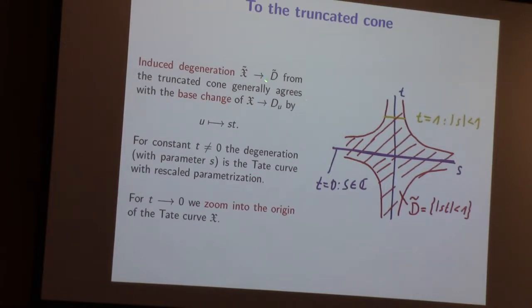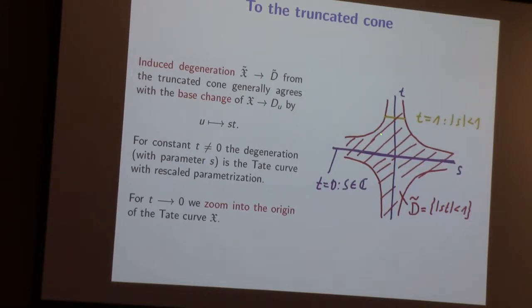So if you take a slice for t constant, let's say for t equal 1, you just get the usual curve back. So just the usual curve. But then as t goes to 0, you rescale the thing. So you look at the tape curve and don't look at the unit disk, but you rescale it and zoom closer and closer into the origin.